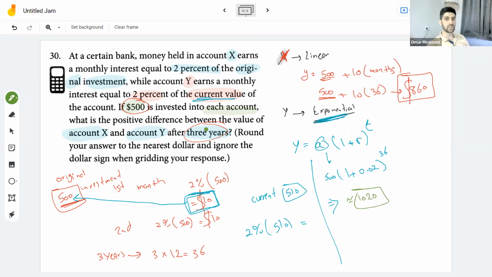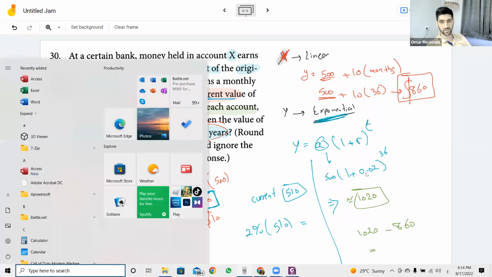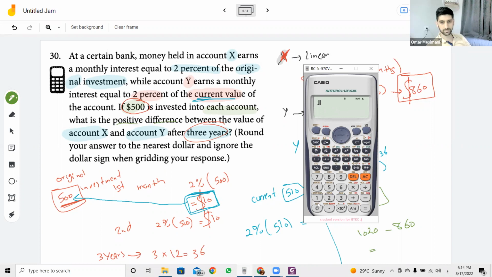So what is the positive difference? I'm going to say 1,020 minus 860, and that's going to be the answer. I'm just going to subtract: 1,020 minus 860 is 160.